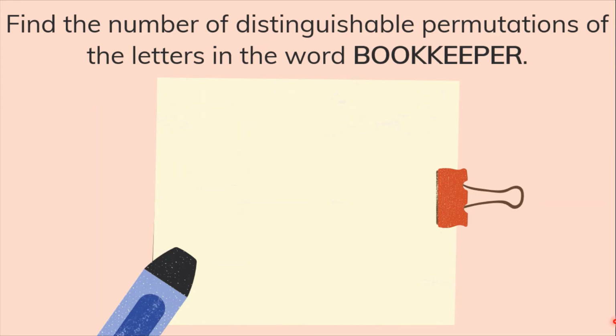Find the number of distinguishable permutations of the letters in the word bookkeeper. So by applying the formula, so ang una natin gagawin is we count ilan ba ang total number of letters in the word. So we have here 1, 2, 3, 4, 5, 6, 7, 8, 9, 10. So itong 10 original letters na to from the word ay pwede nating i-arrange into 10 factorial ways.